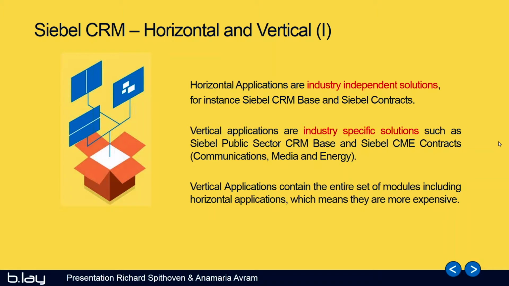Thank you, Richard. So I'm going to briefly present you the differences between the horizontal products and the vertical ones, and how these differences can affect the licensing. With Siebel, we can have horizontal applications, which are also called industry applications, and basically they are generic solutions that can be used in all industries. And as an example, we have Siebel CRM base or Siebel contracts.